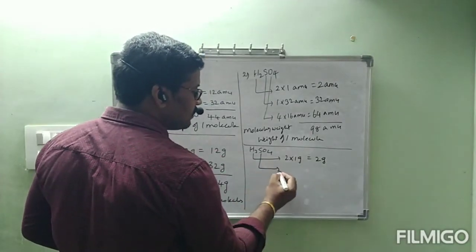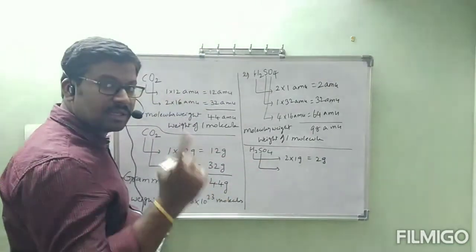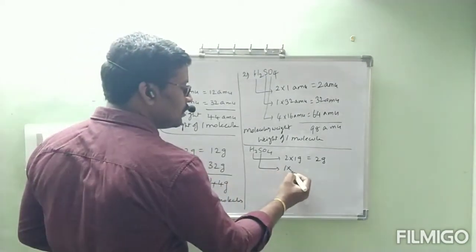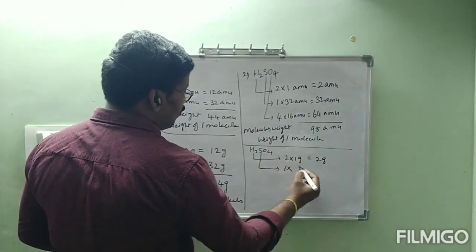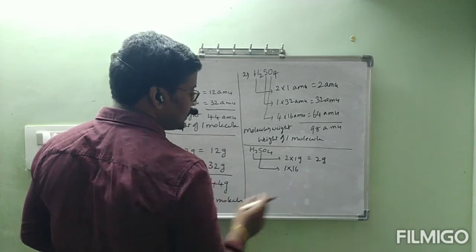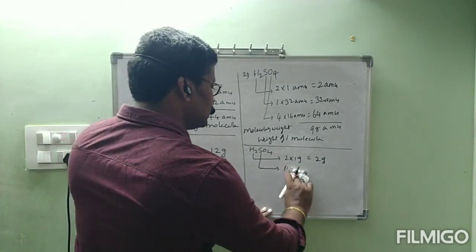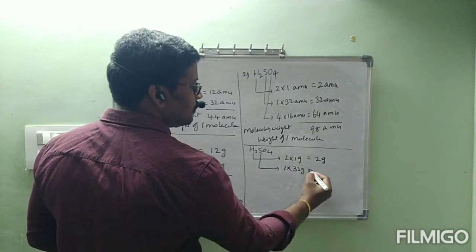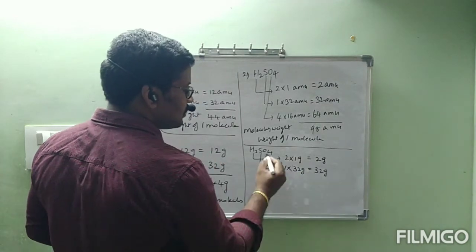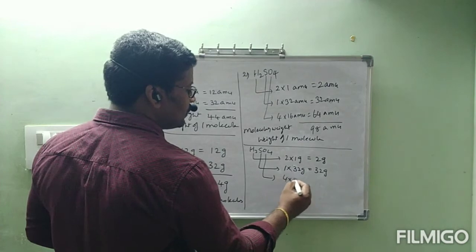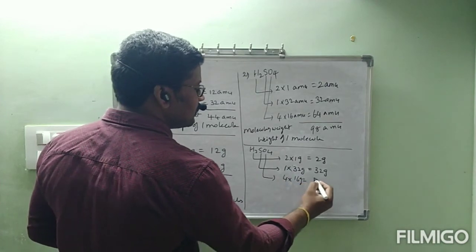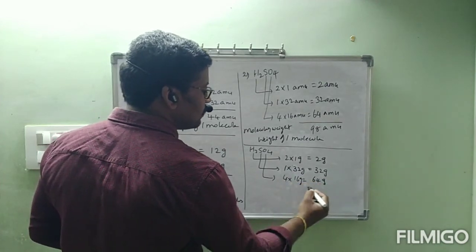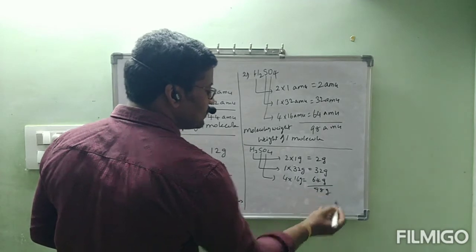Next, sulfur. What is the number? No number. That means 1. 1 into 32. Sorry, sulfur is 32. Gram atomic weight of sulfur is 32. 1 into 32, 32 grams. Oxygen, 4 into 16 grams, 64 grams. Total 98 grams.